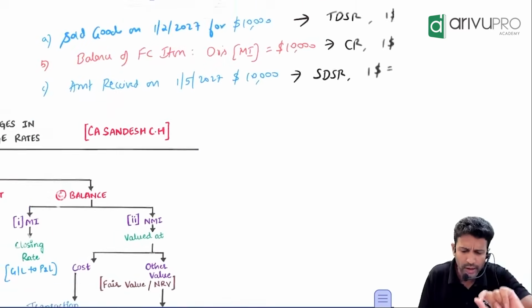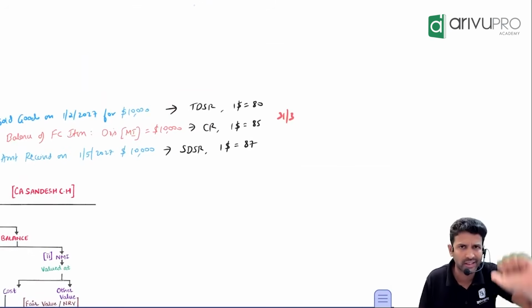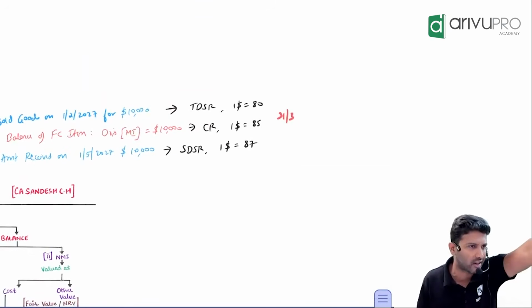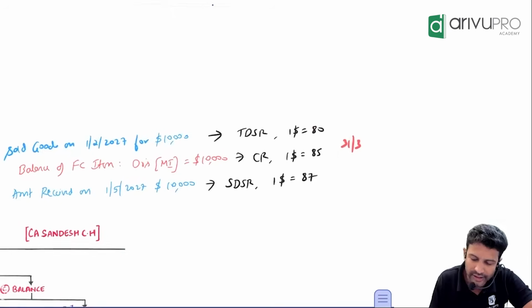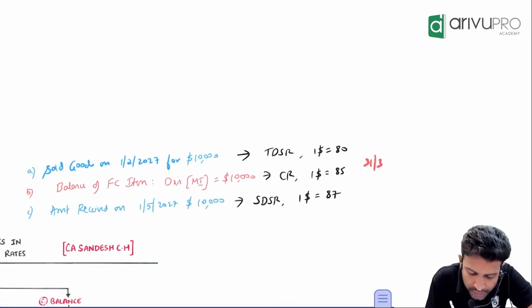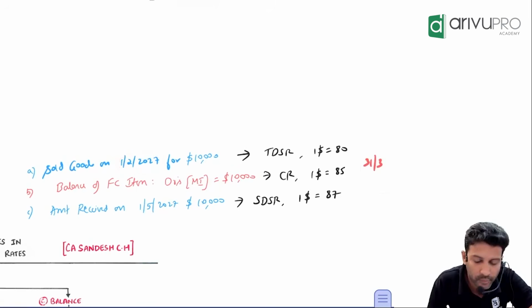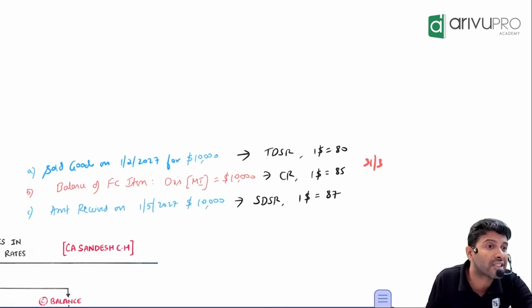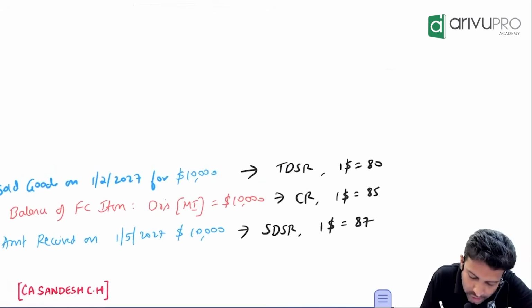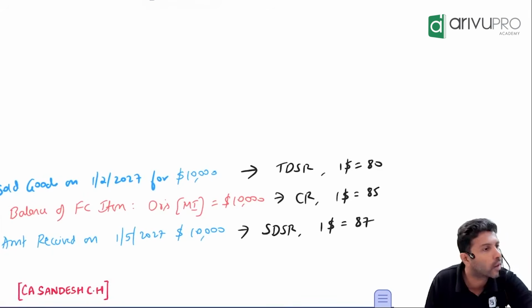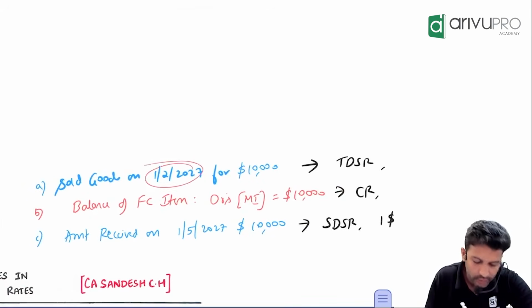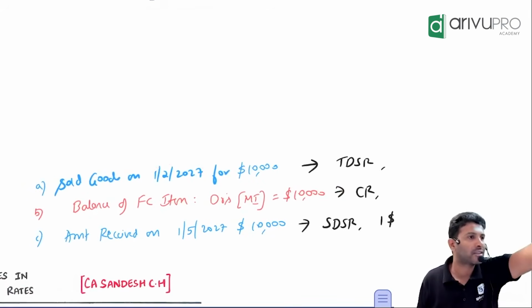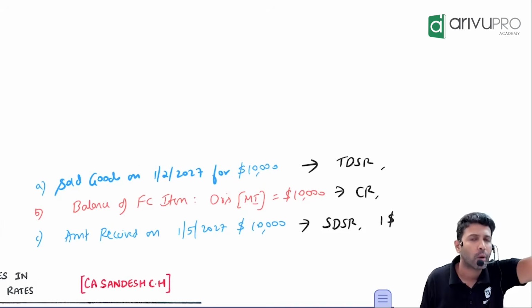Okay. Just to give you a little number clarity, to understand closing rate, TDSR, SDSR a little better, I've constructed a small example. Look at this. We have sold goods to one customer on 1st February 2027 for $10,000. Is this a normal item or a foreign currency transaction? Foreign currency transaction, because it is not INR, it is dollars. When did you sell? 1st February. So you'll have to pass a journal entry on 1st February. What is the entry for credit sale?